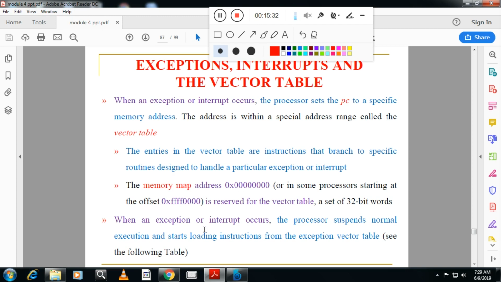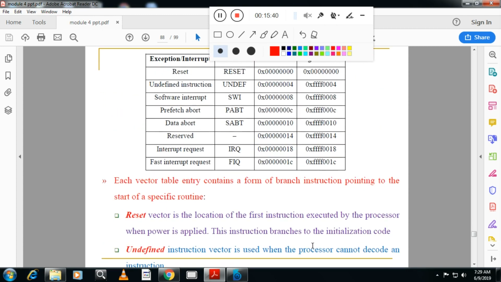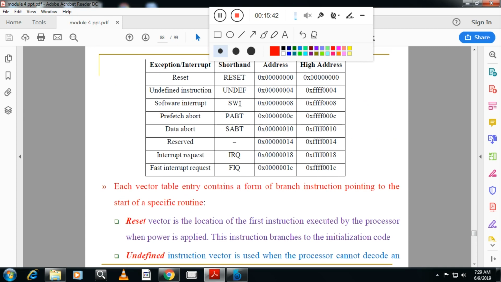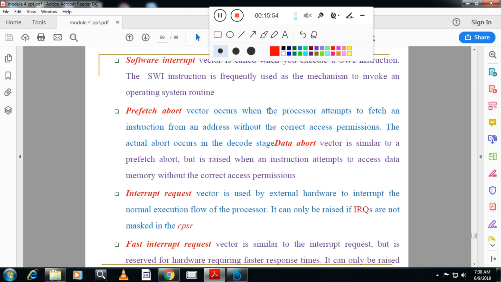When an exception or interrupt occurs, the processor suspends normal execution and starts loading instructions from the exception vector table. So you can see here the various exceptions and which address each one goes to. All this information you can see here in this vector table.